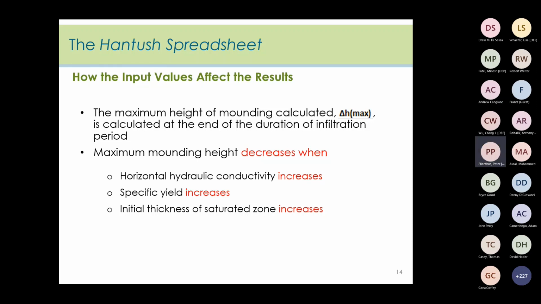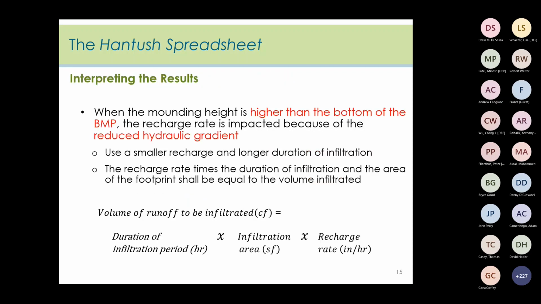A lower mounding height will happen when the horizontal hydraulic conductivity increases, specific yield increases, or the initial thickness of the saturated zone increases. You cannot just use the results from the spreadsheet as it appears. The results have to be checked against the physical constraints of the design.